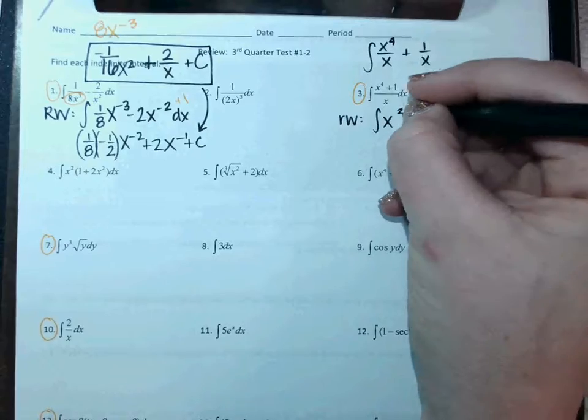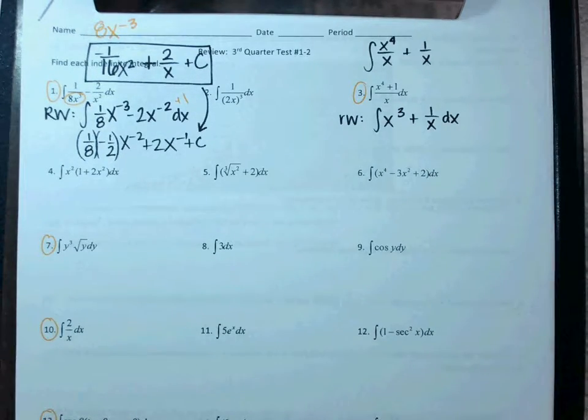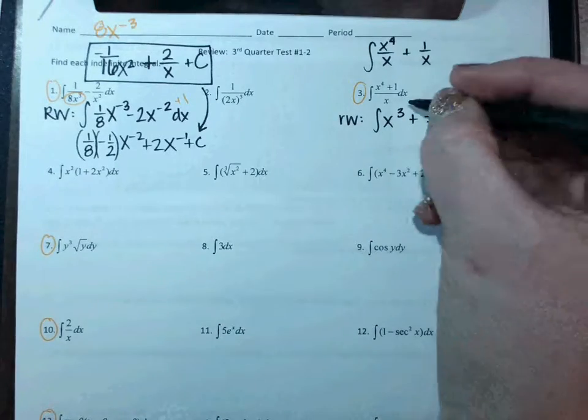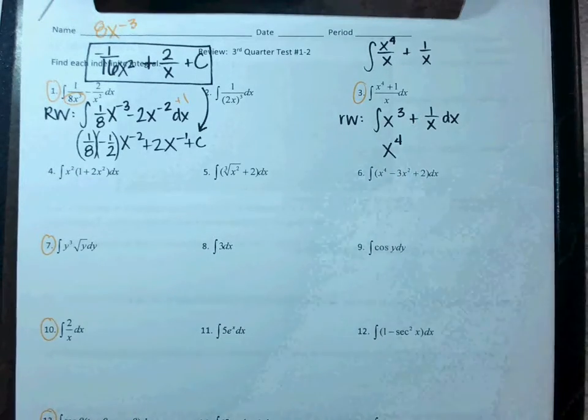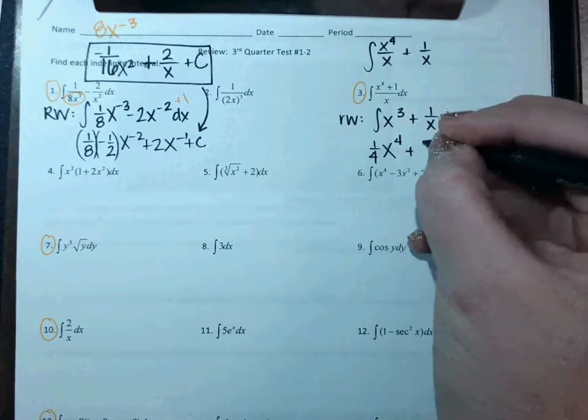X cubed. Now, for my 1 over x, I'm going to leave it. Does anybody remember why? ln x. Very good. So for this part, I'm going to do power rule, but then that one's going to be an ln. So remember, you add 1, so x to the 4th. Then I have to divide by 4, so it's a 1/4.